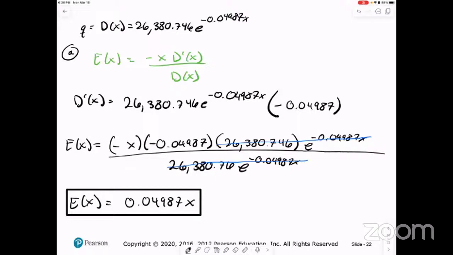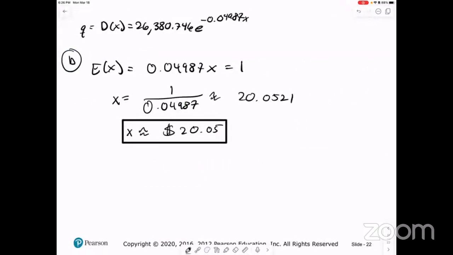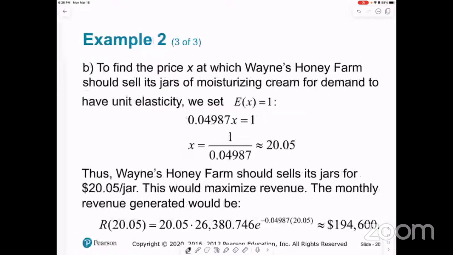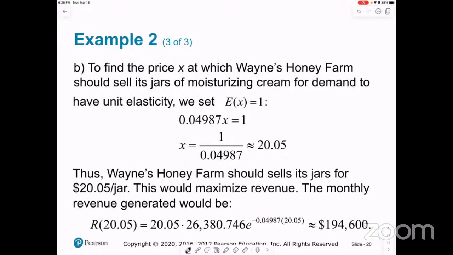I feel good about this, so I'm going to go forward. Negative x times D prime over D, so I think we got that same elasticity. $20.05. Wayne's Honey Farm should sell its jars for $20.05 a jar. This would maximize the revenue. Oh, we forgot the total monthly revenue generated. So we will plug that x into the demand function. Wow, in a month, almost $200,000 a month, based on that demand function.